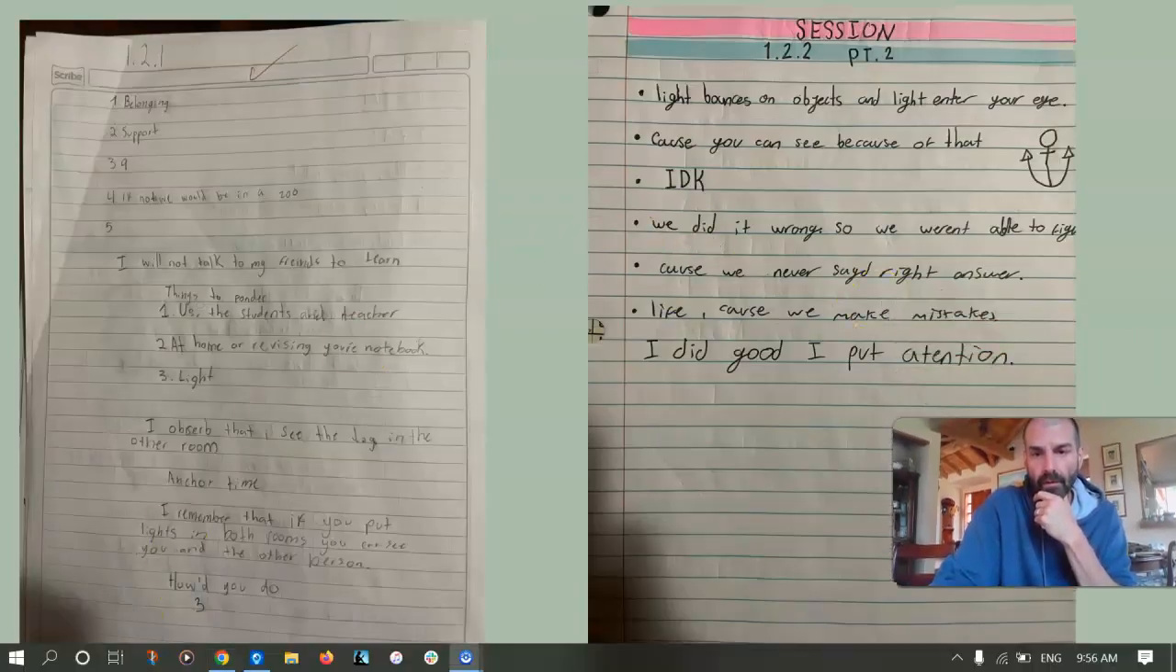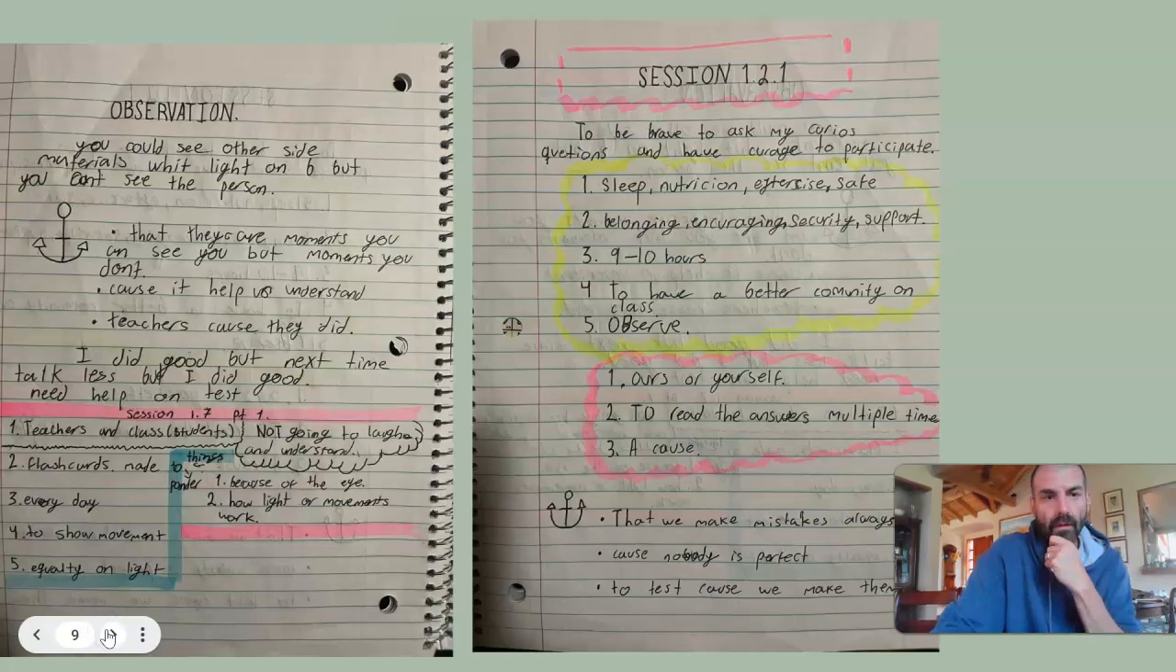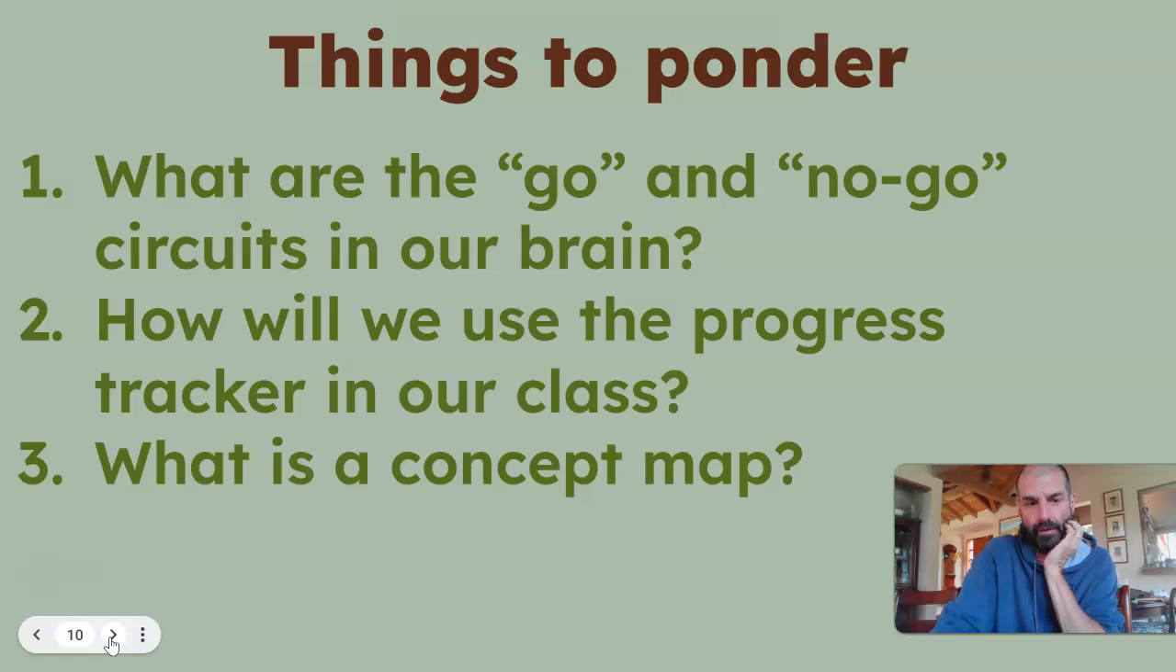Here's some other ways. Only one thing wrong here, right? This IDK. We should never put I don't know down. A nice little list of things. This is almost like indentations and looking at things. Really well done. Another with colors to highlight things. So those are things to think about as you go.